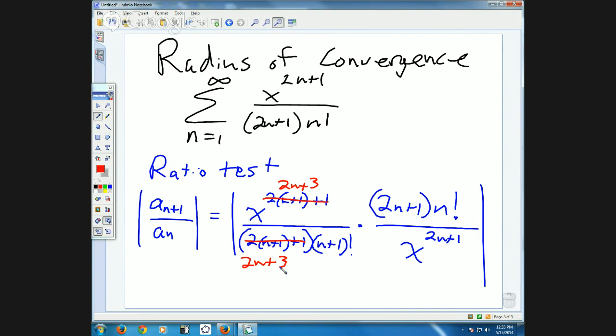Wait, why is that 2n plus 3? Because you distribute the 2 here, and then you add it. Oh, so this would be 2n plus 2, then plus 1. Right, excuse me, that was 2n plus 3. Silly. Got it. So that's why I wrote it down this way first, to just slow down and think about it.